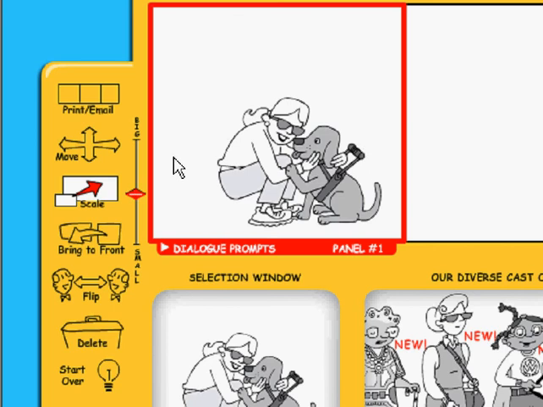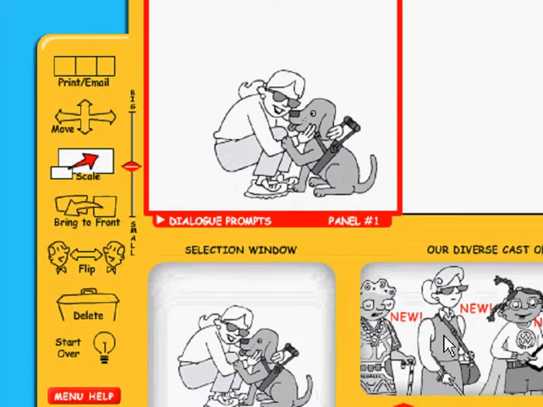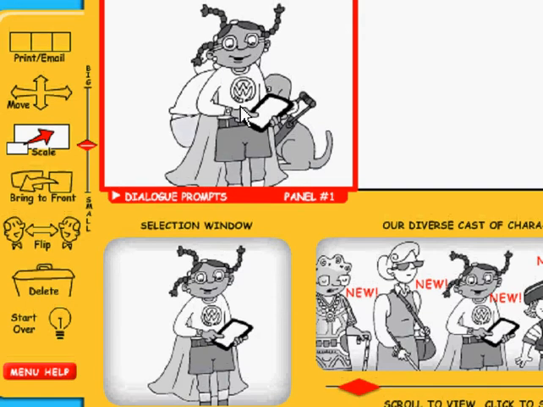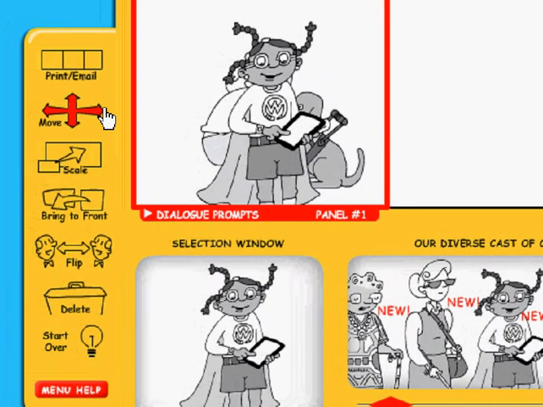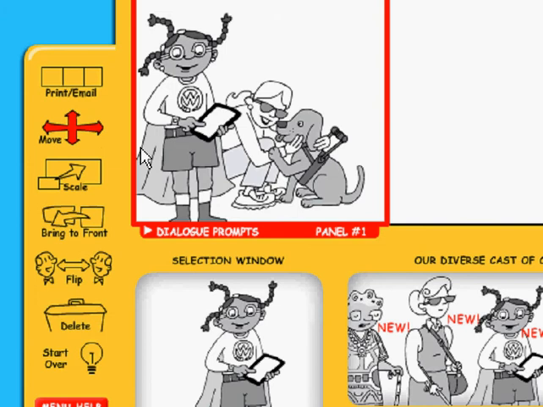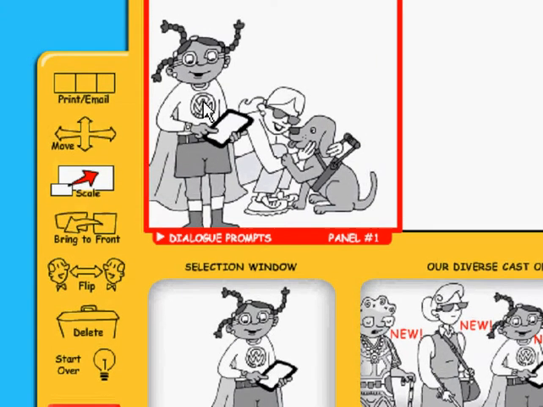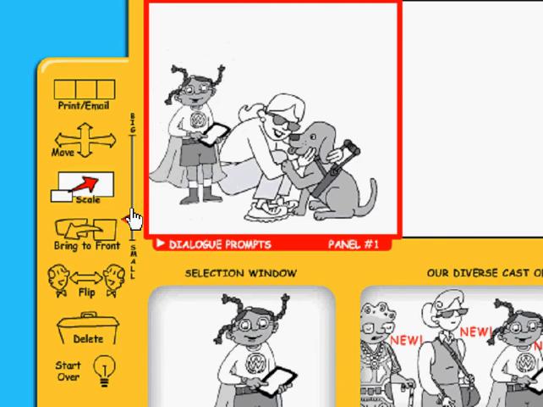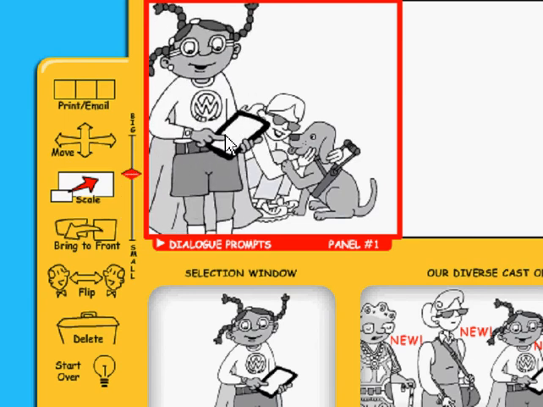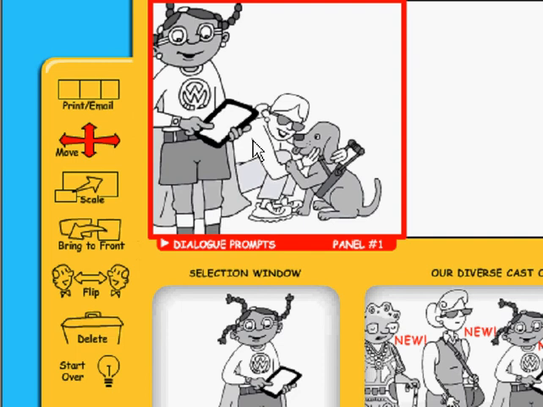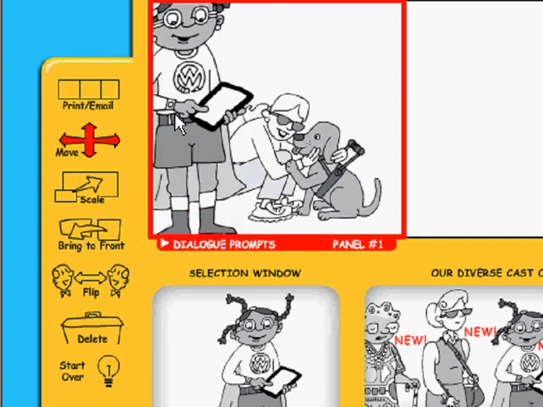So again, I can click on a character, add the character. To move the character, I click on here. I can move the character. To make the character bigger or smaller, I click on scale. Then I have to click on the character after I click on scale, and I can make the character bigger or smaller. Okay. Then I have to click on move again to move the character.